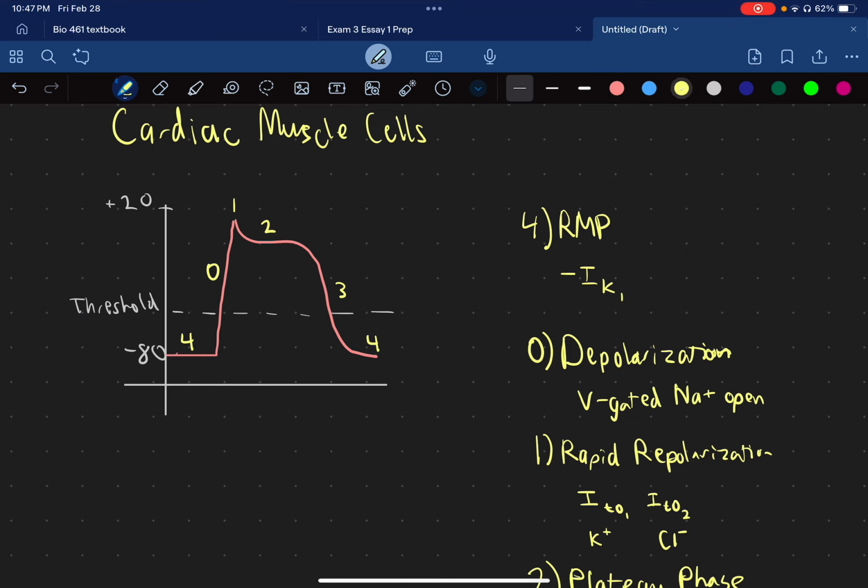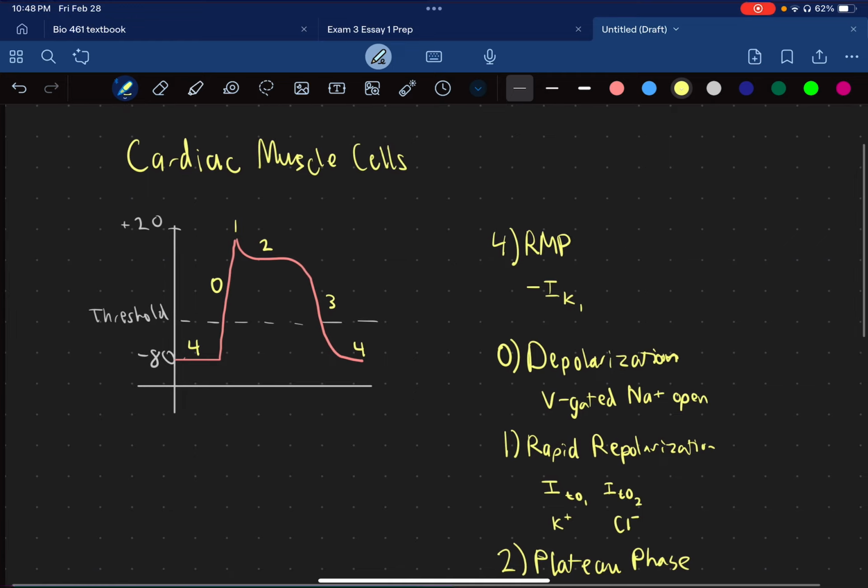And obviously, we don't want tetany in the heart because if our heart is not pumping blood, or if our heart is only contracting and not relaxing, there's no space for blood to come back into the heart. Relaxation is very important. So that's why we have our plateau phase. And here, when the calcium enters, that's actually when contraction is going to begin. The calcium is going to bind to the troponin, and the myosin will be able to bind to the actin and cause contractions.